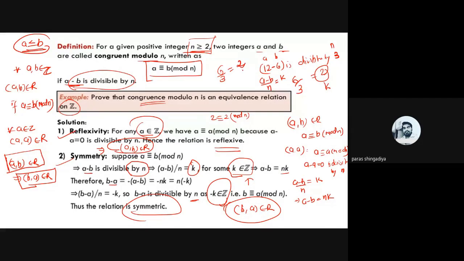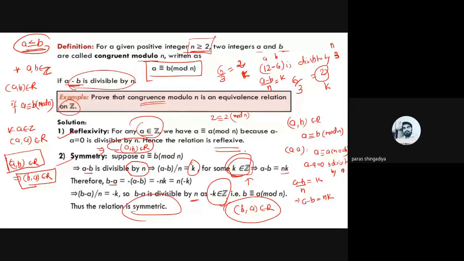Clear? So 2 means this is the value of the k. So here we can write that a minus b is divisible by n means a minus b divided by n is equal to k. When we divide this a minus b form by n, you will get one answer that is called the k. Clear? And this k will be from the Z, okay?